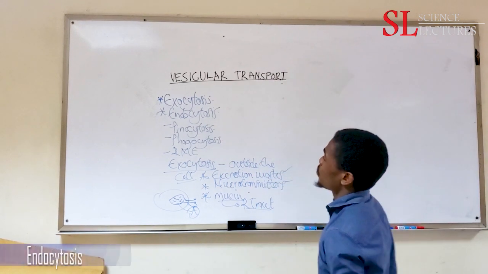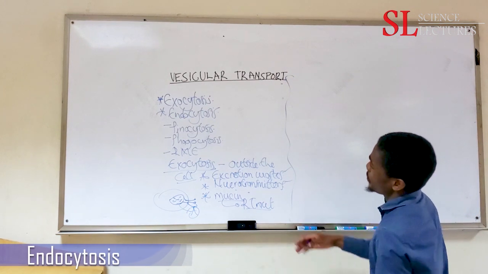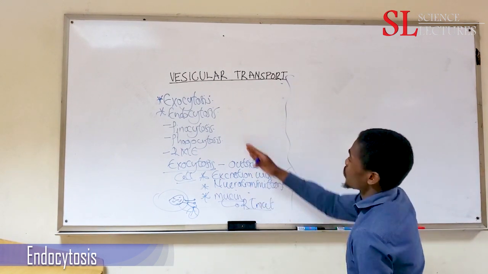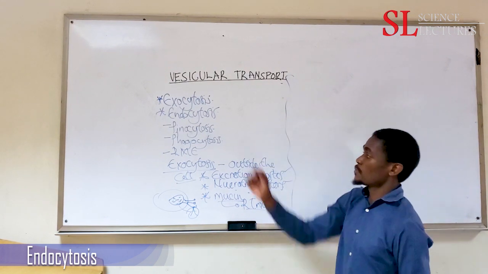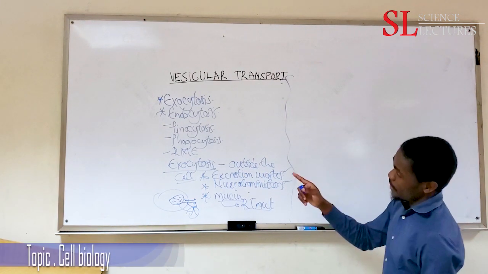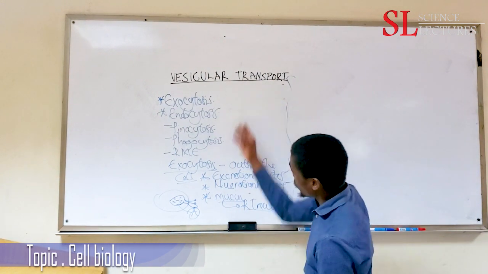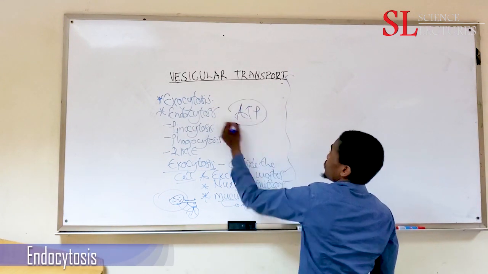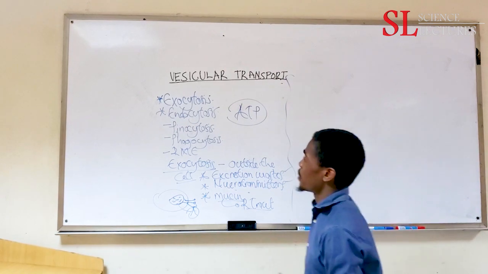Now let's have a look at endocytosis. Remember we said endo means inside, cyto is a cell. So we are transporting inside the cell. So we have three divisions under endocytosis. That's pinocytosis, phagocytosis, receptor-mediated endocytosis. However, these processes require energy in form of ATP. So you should know that vesicular transport will have transport in vesicles, but in presence of energy in form of adenosine triphosphate. So that should be at the back of your mind.